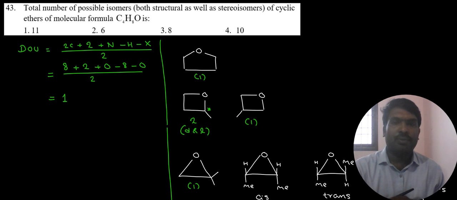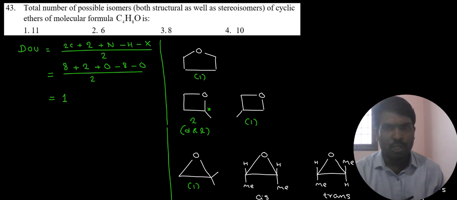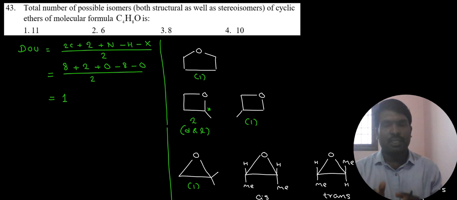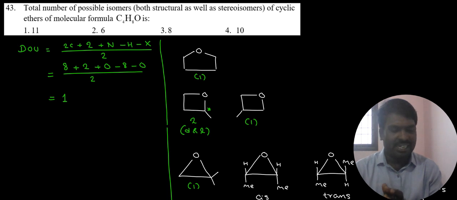Total number of possible isomers, both structural as well as stereoisomers, of cyclic ethers of molecular formula C4H8O is. So particularly, exclusively, we should write cyclic ethers C4H8O.